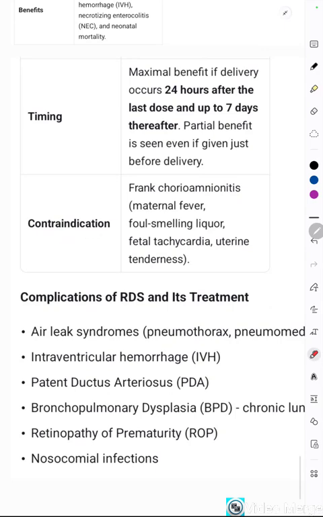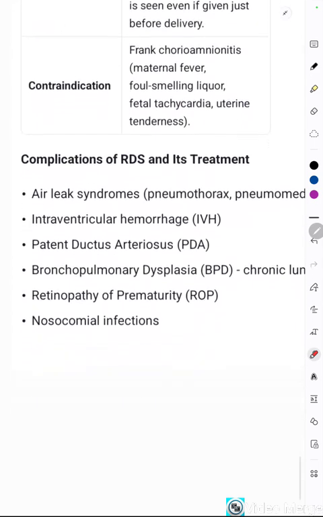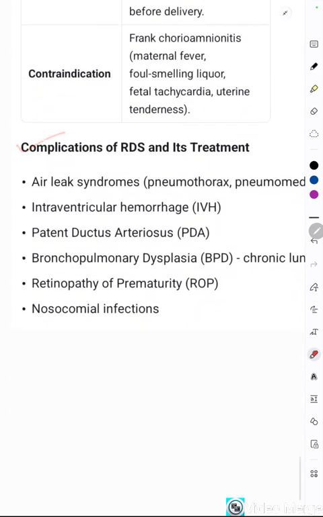Contraindications are frank chorioamnionitis, that is maternal high-grade fever, foul smelling discharge, tachycardia in the fetus, and tenderness. Complications of RDS: it can lead to air leak syndromes like pneumothorax, pneumomediastinum, intraventricular hemorrhage, patent ductus arteriosus, BPD, bronchopulmonary dysplasia, and retinopathy of prematurity.